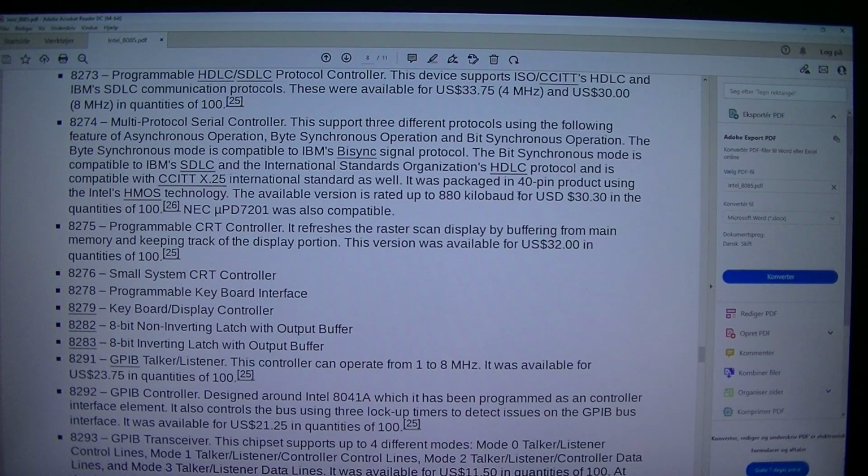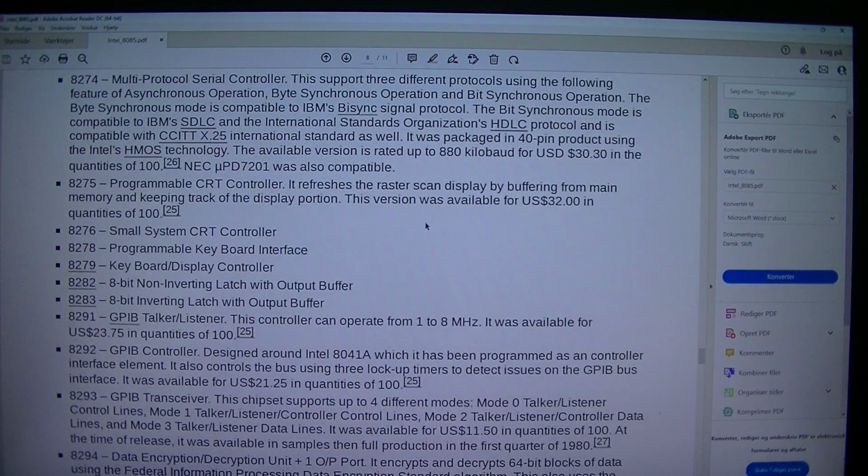It was packaged in a 40-pin package using Intel's MOS technology. The available version is rated up to 880 kilobaud for $30.30 in quantities of 100. NEC PD7201 was also compatible.